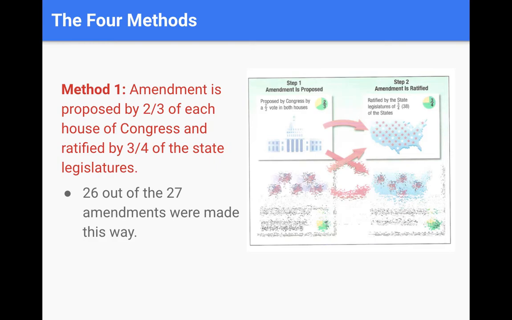It takes a lot of time to call a convention, either at the state level and especially at the national level. It takes a lot of money. It takes a lot of effort. It's a lot easier to use the structures and the systems that we already have in place, national legislature, state legislature, to do this. Okay? Which is why 26 out of 27 amendments have been made this way.